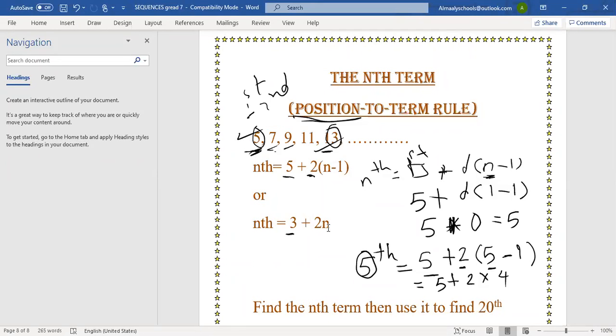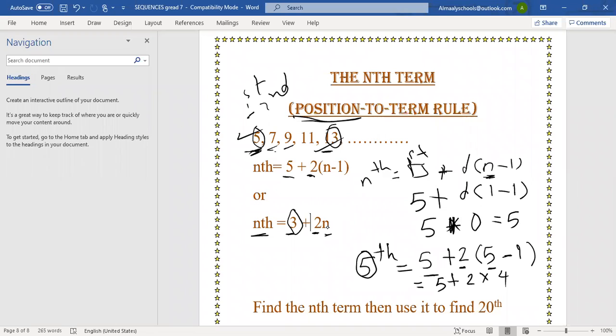Can you repeat it, please? Nth term equals 0 term plus the constant difference multiply d. Sorry, I said d. I repeat it again: nth term equals 0 term plus the constant difference multiply n. Understood? Yes.